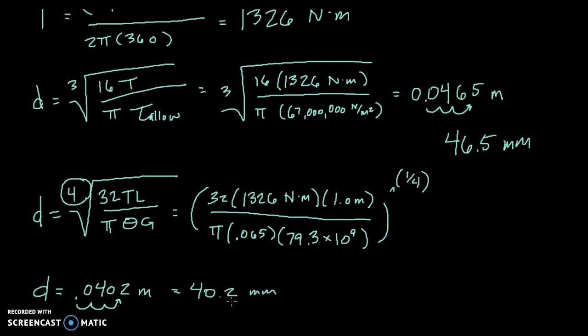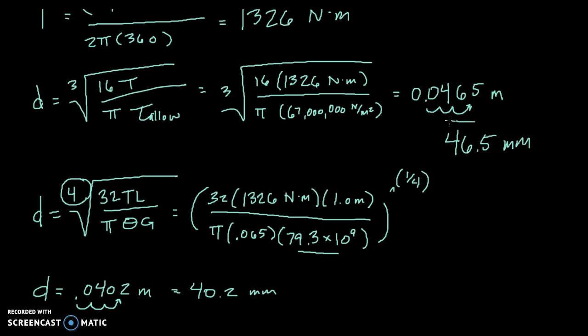And again, I'm realizing that this value is slightly different than what's in the PowerPoint. I think that comes from the fact that G in the appendix changed from the old edition of the book to the new one. So since I'm using a slightly different version of G for the steel, it gives me a slightly different answer, 40.2 versus 40.5, but that's really close. We're talking 0.3 millimeters, not that big of a difference.